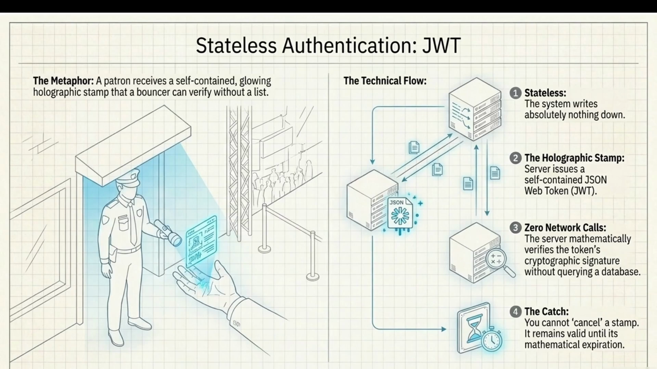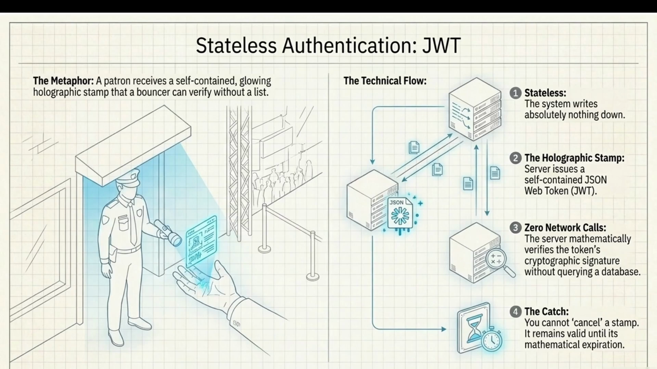Now coming to the technical world, what happens? The first point, stateless. The system writes absolutely nothing. And coming to the holographic stamp, the server issues a self-contained JSON web token. Now what do you mean by JSON web token? A JSON web token is information about the user, his details in a JSON format, released as a token clarifying that someone has entered, and it includes all the details of the user who has entered, right?